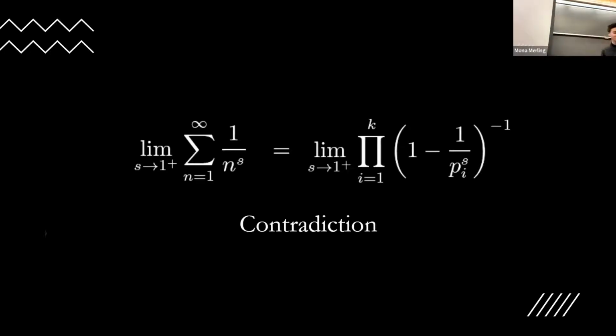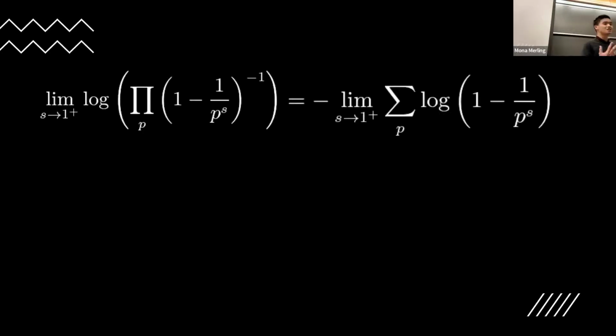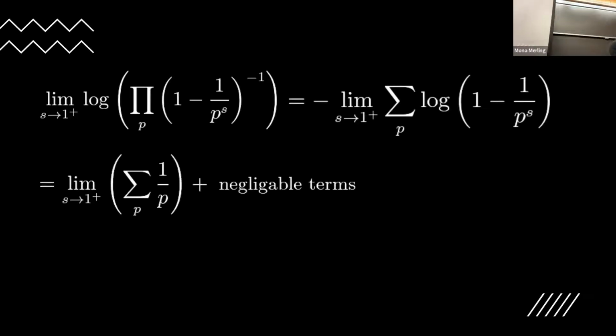Now, what does this really tell us? If we take the log of the right-hand side, we'll get a log of a product, which we could transform into a sum of logs of 1 minus 1 over p to the s. Using some Taylor expansions, we could transform this into a sum of reciprocal primes plus some negligible terms. We know that from the last slide, the log of that product should diverge to infinity. So in essence, this here should also go to infinity, which implies that the sum of reciprocal primes actually diverges.